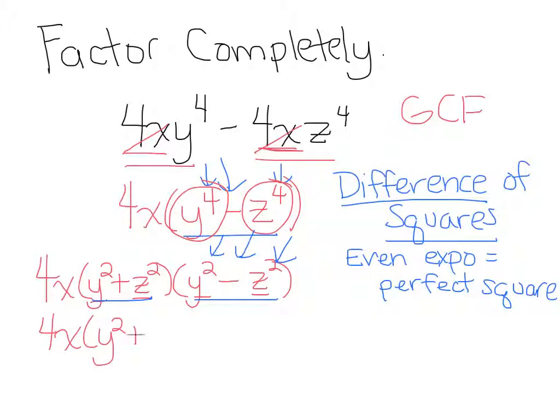I'm dropping down the things I cannot factor further, and this y squared minus z squared can be factored further. Again, one of them is going to be positive, one will be negative. And you take the square root of each of them. Square root of y squared is y. Square root of z squared is z. And these will be the same. At this point, I cannot factor any further.